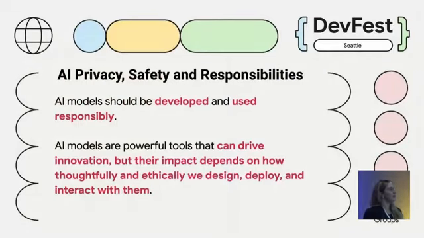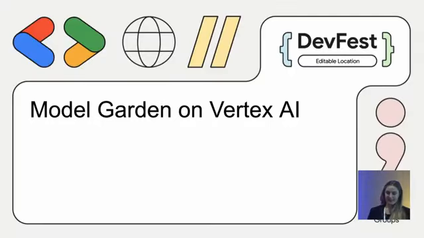With Vertex AI, it's important to think about privacy, safety, and responsibilities. AI models should be developed and used responsibly. AI models are powerful tools that can drive innovation, but their impact depends on how thoughtfully and ethically they are designed for interaction. So now let's get started with Model Garden on Vertex AI.